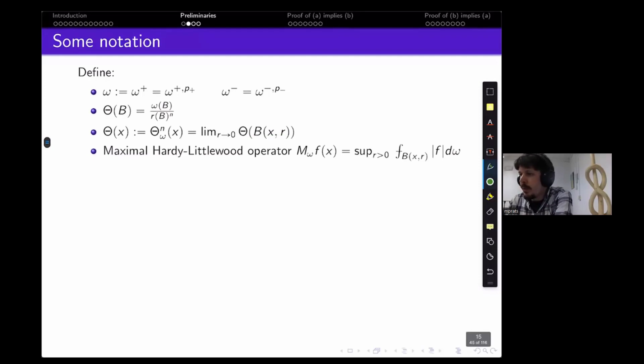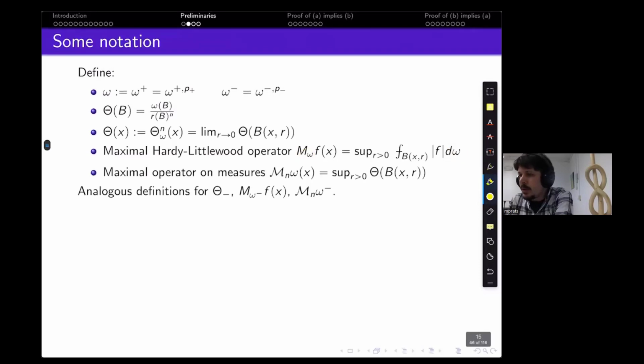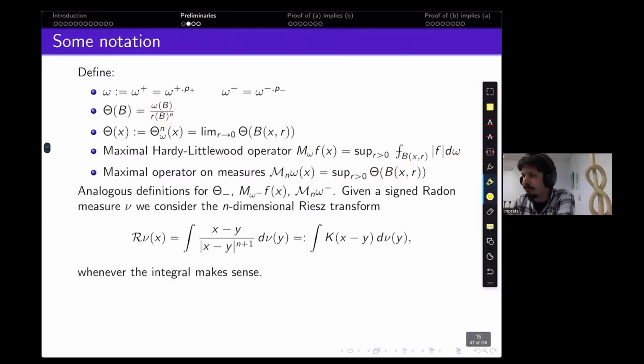The maximal Hölder operator is the same as always. So here, what you measure is with respect to omega. Okay, so you put here omega. Then we also talk about the maximal operator of measures, that is just the supremum of this in all the scales. Okay. And then you have analogous definitions for theta minus, omega minus, and so on, so for the exterior part.